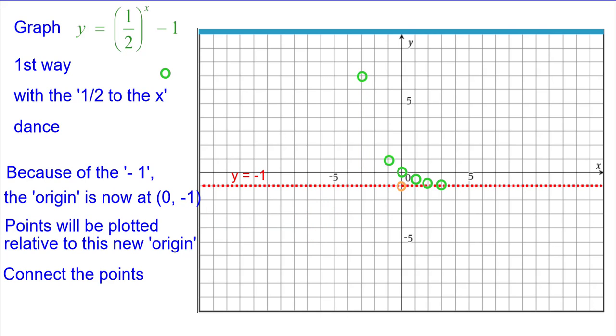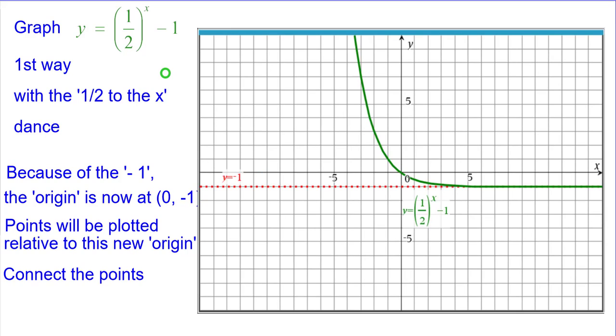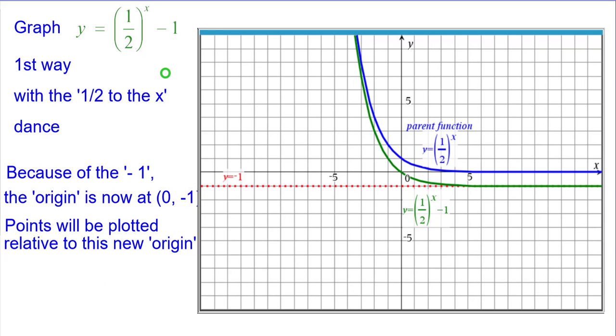We already have the asymptote, so we can go ahead and connect the points and get the graph of y equals 1/2 raised to the x power minus 1. Comparing that to the parent function, we can see from going blue to green, you go down 1 from that point, down 1 from that point, in fact, down 1 from each point.